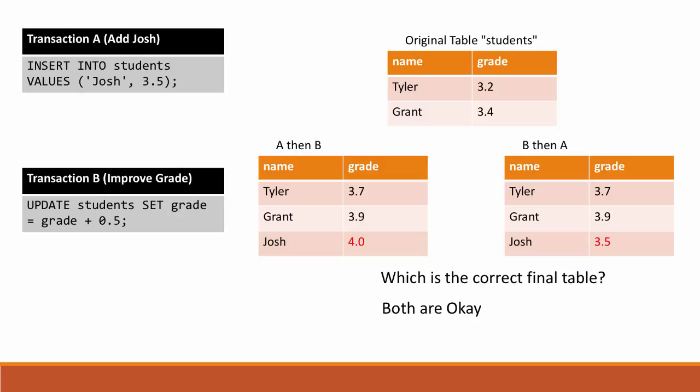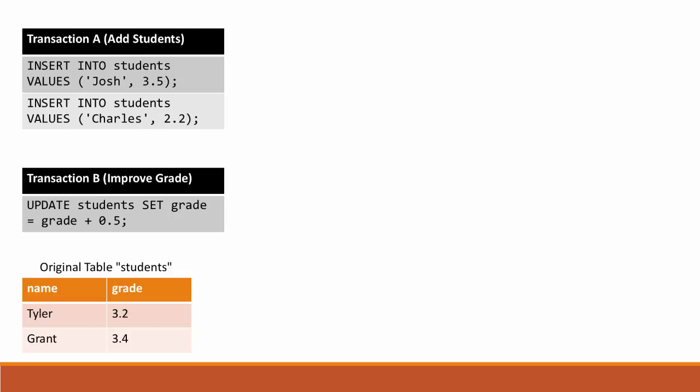All right. However, things get a bit more complicated if you have, for instance, multiple queries that need to be performed. You're trying to do multiple changes to the database within a given transaction. So let's instead imagine we're back to our original table with Tyler and Grant, and one transaction is needing to add two students in. It needs to add myself and another student named Charles. And there's also transaction B here, which is doing the same thing, and it's bumping up everybody's grade who's in the class.